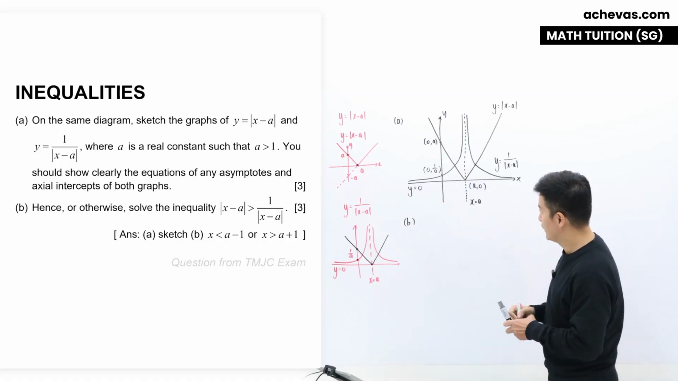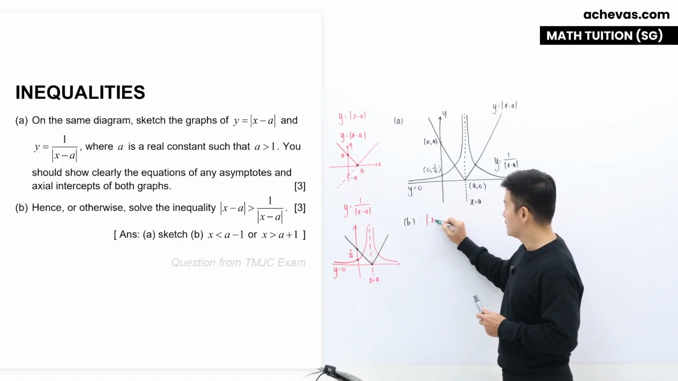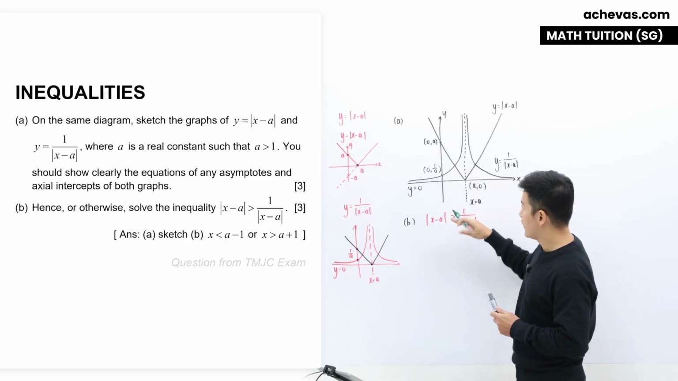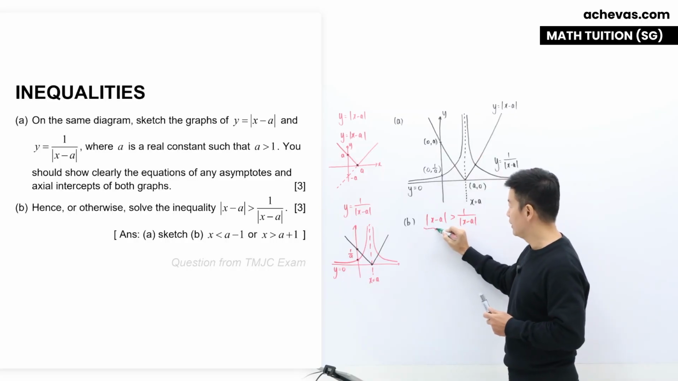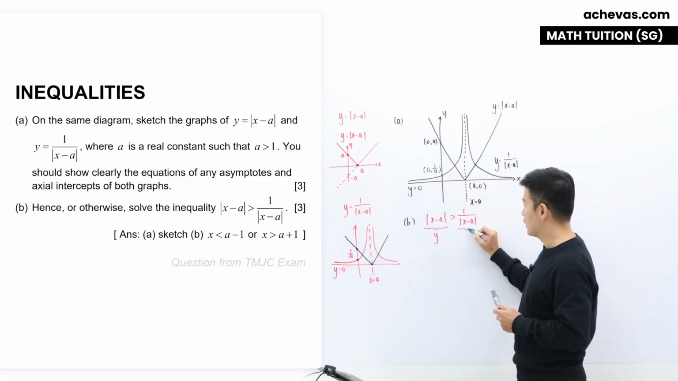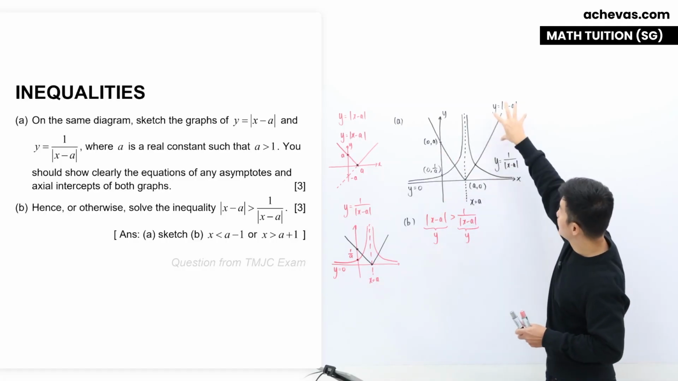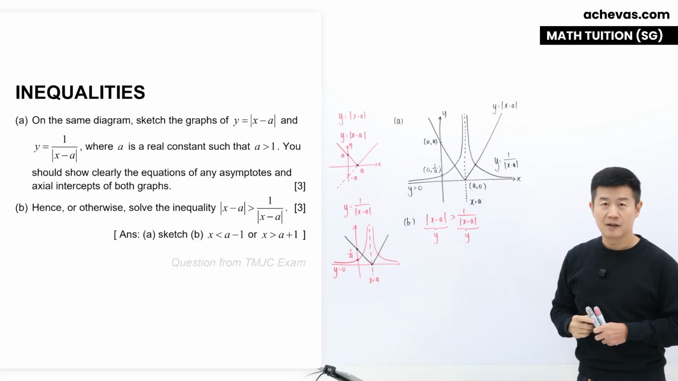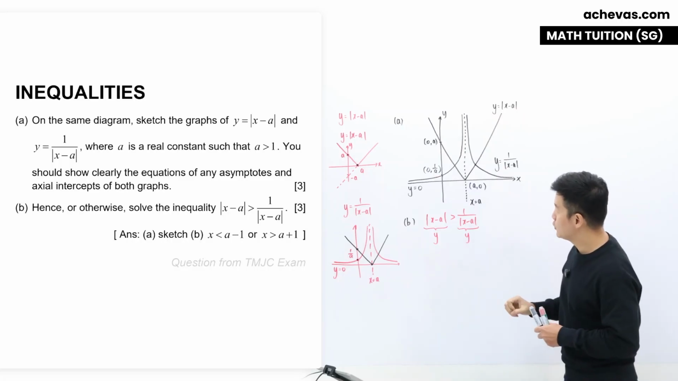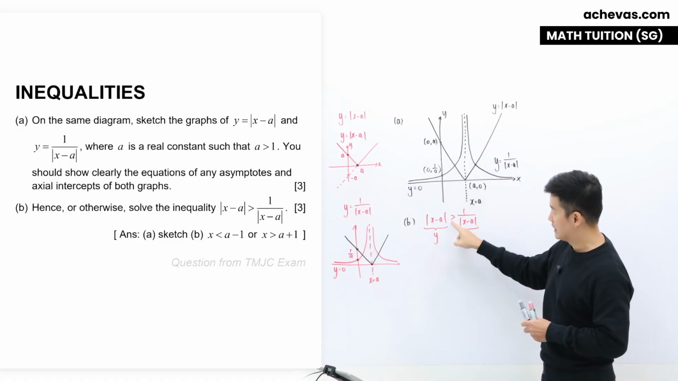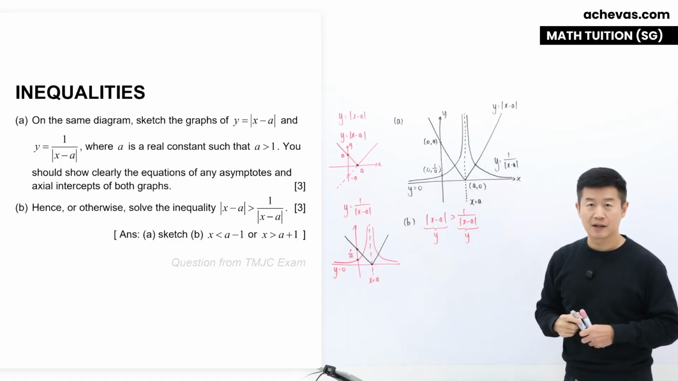We're going to try to solve the inequality modulus of x minus a is bigger than 1 over modulus of x minus a. So if I refer to the previous part, equating the left-hand side to y, and equating the right-hand side to another y, then we basically have this graph, which is here, and this graph, which is here. Looking at these two graphs, we are trying to look out for the set of values of x such that the y coordinates of this graph are bigger than the y coordinates of the other graph.